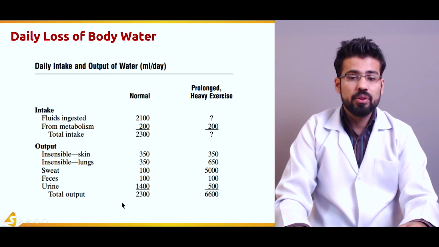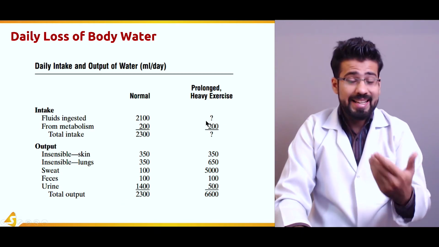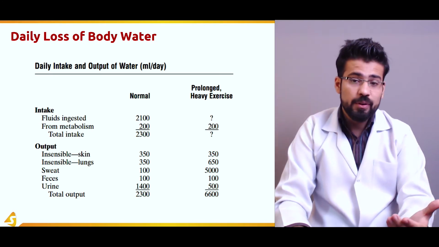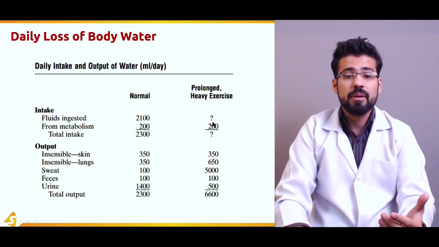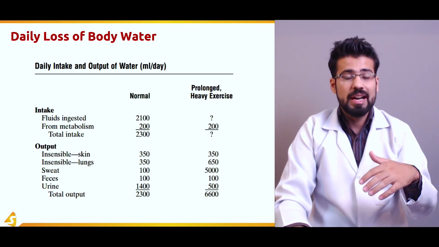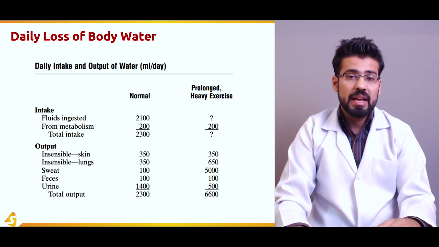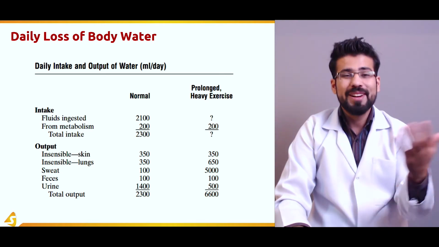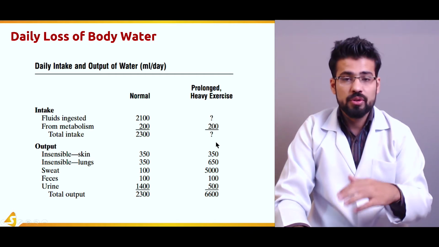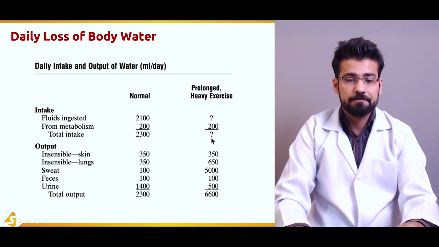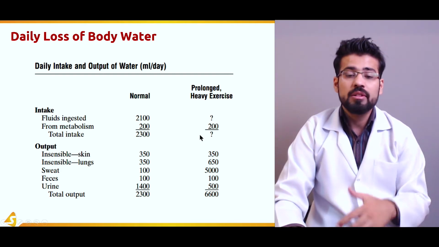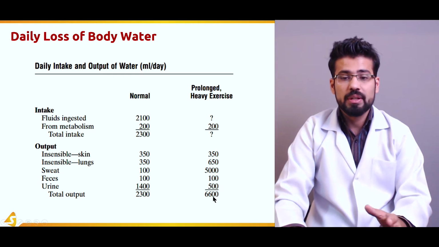Under prolonged or heavy exercise, the fluid ingested is entirely dependent upon the type of physical activity that you are doing. It depends upon how much exertion you are putting in, which will ultimately increase the thirst mechanism and cause you to drink a tremendous amount of water. So it will alter the total intake as well. In the case of prolonged heavy exercise, the total output would be around 6.6 liters a day.